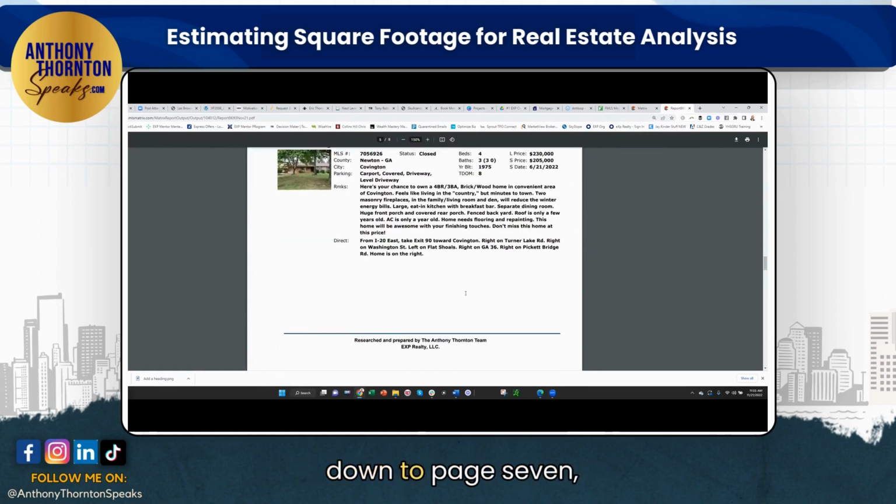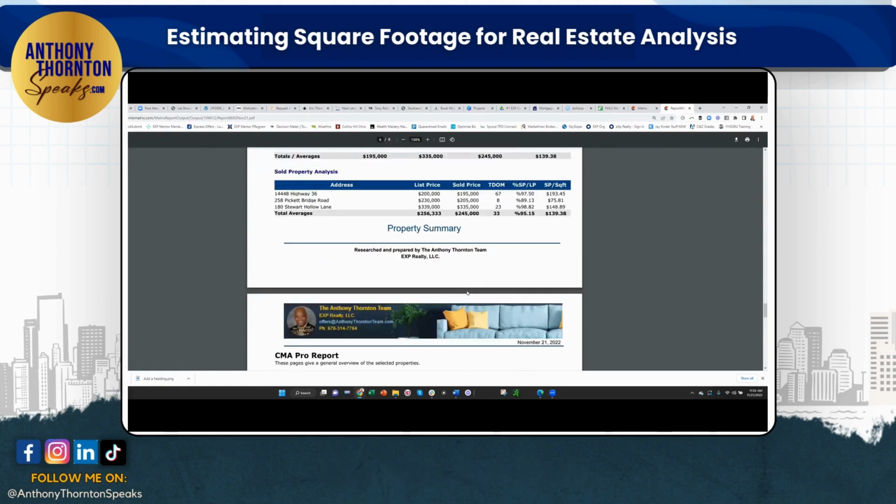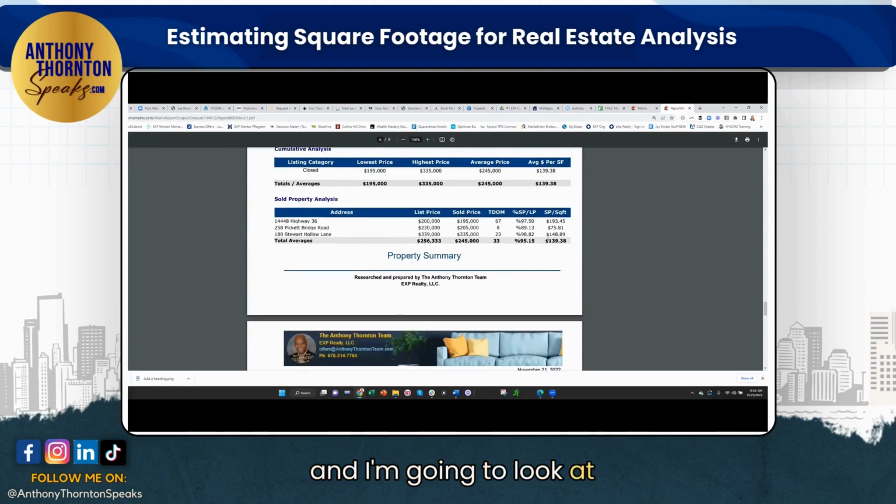And then I'm going to go down to page 7, and I'm going to look at my highest price per square foot that I could come up with, which is $193. So I have $139 and $193. Put that in your brain.